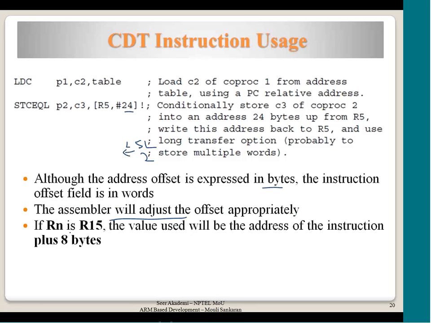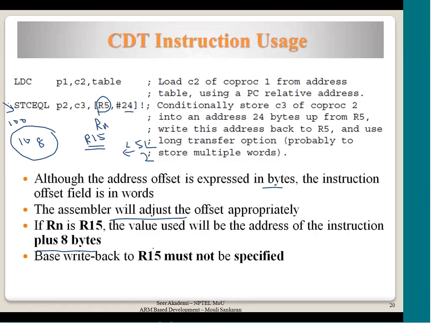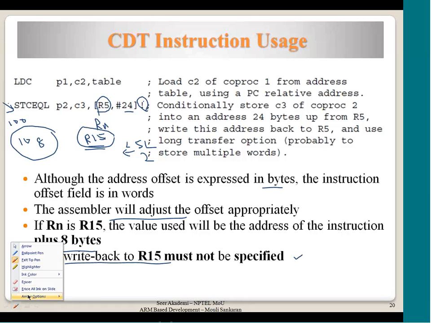Now there is one specialty here. If Rn is R15, the value used will be the address of the instruction plus 8 bytes. Let me explain this, okay. Suppose by chance we are writing Rn as R15, then we should know which R15 is used. Suppose this instruction is at 100, the R15 will be 108, that's all. Okay, 108 will be used as the R15 value, and write back into R15 should not be used. So if you are using R15 instead of R5, you should not write back. That is the condition. Okay, the assembler will give an error. It will not accept that kind of instruction.